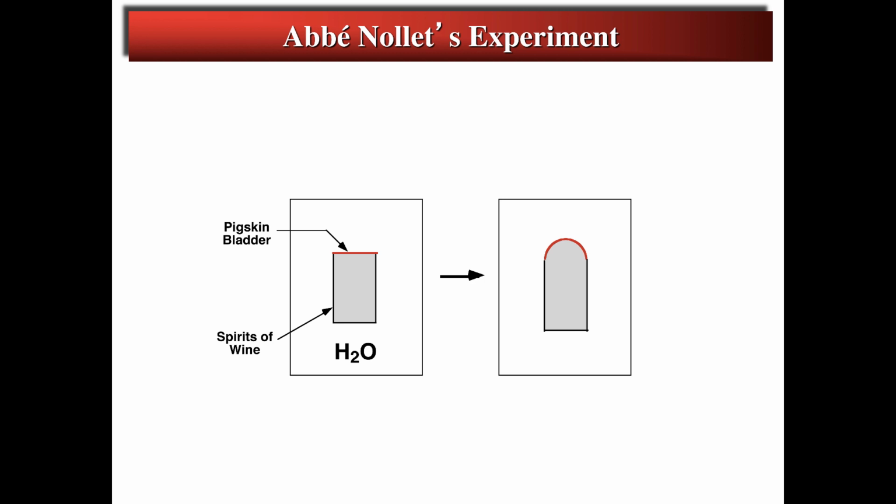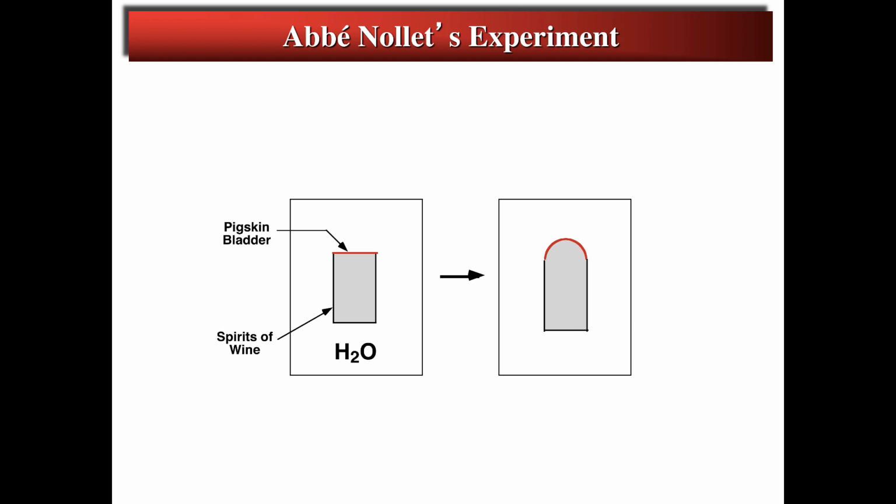And so what has happened here is this pigskin bladder is more permeable to water than to ethanol. So this is an example of semi-permeability. It's the guiding principle behind which we use membranes for separations today.